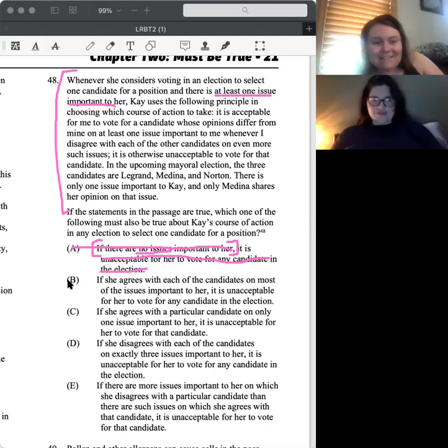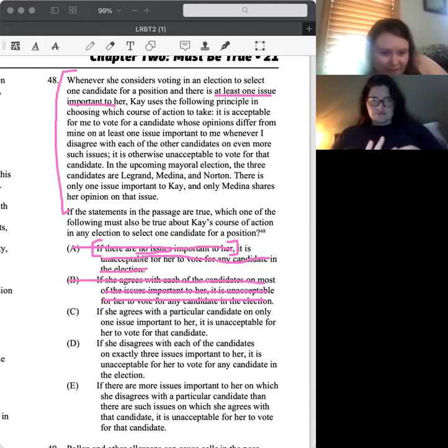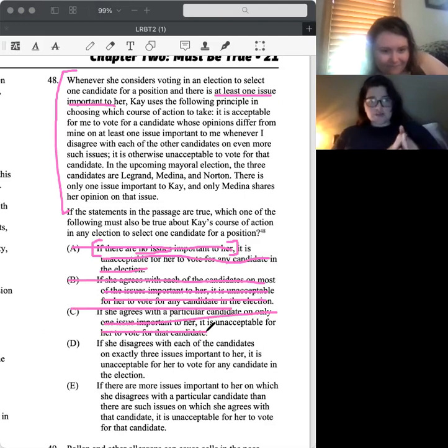We have no idea what happens if she agrees with most of them. If she agrees with a particular candidate on only one issue important to her, it is unacceptable for her. She agrees with a particular issue on only one important to her. Yeah, excellent. That's the opposite. Literally stating the opposite of what, excellent. If she disagrees with each of the candidates on exactly 3 issues important to her, it is unacceptable for her to vote for any candidate in the election. I don't think that's really anything either.